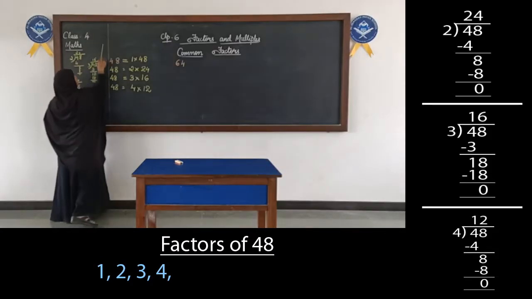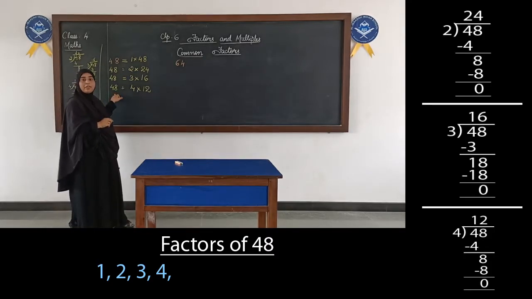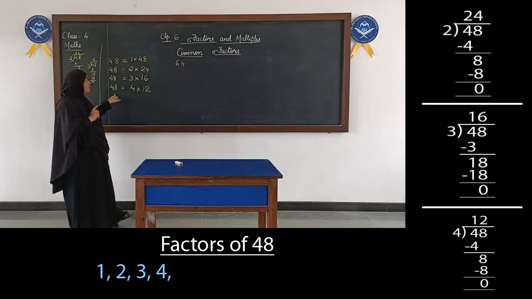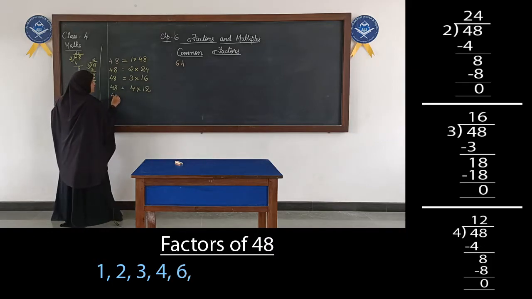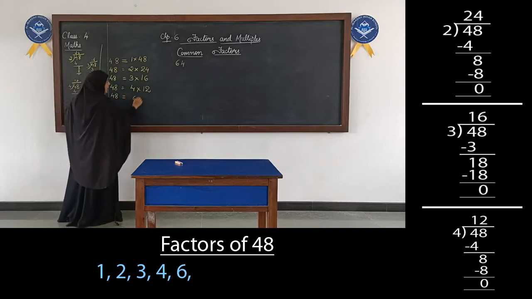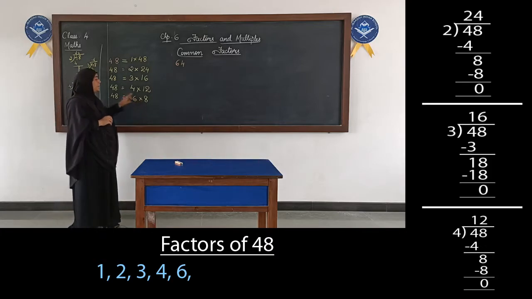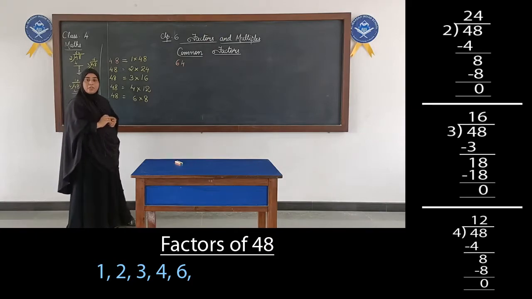Now in the table of 5, do we find 48? No, we don't have 48 in the table of 5. We have 50 or 45 but not 48. Then in the table of 6, yes, we find 48 in the table of 6, right? 6 8s are 48. Okay, so 6 and 8 are factors of 48. Then in the table of 7, do we find 48? No, we don't find 48 in the table of 7.